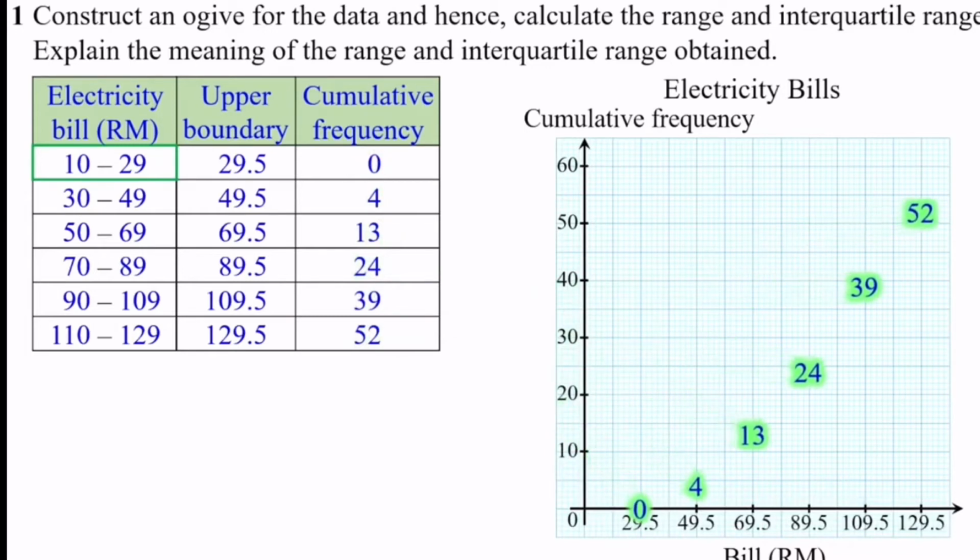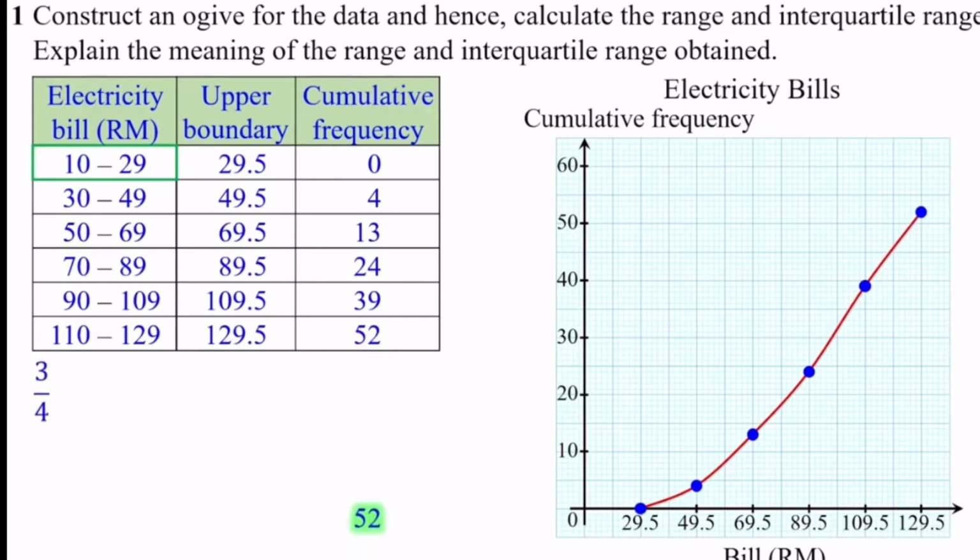Now let's plot the points. Use a dot, plot the point by reading the upper boundary and the cumulative frequency. For the ogive, we use upper boundary and cumulative frequency to plot the points and connect all the points using a curve. We want to find out the interquartile range.